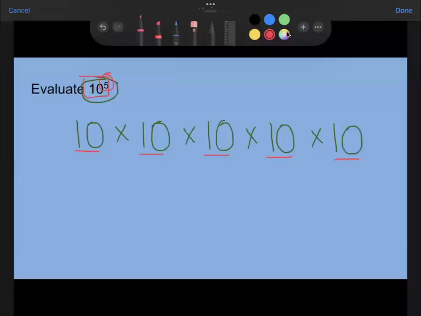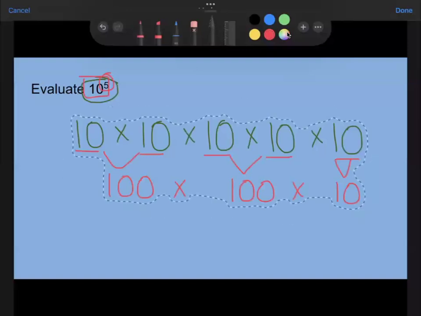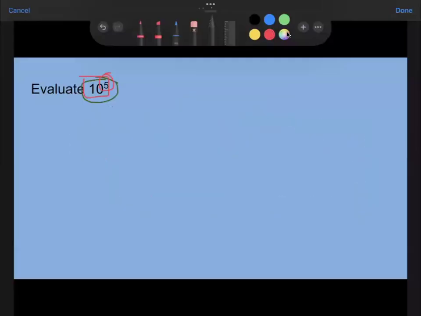Now to evaluate it, I could do all that multiplication. I could say, okay, well, this is 100 and this is 100 and this is 10. And then I can multiply 100 times 100 and then times 10 to get my answer. Or what I could do is take a shortcut. And this shortcut is applicable just to powers of 10. It makes them special. So let me erase some of these marks here.